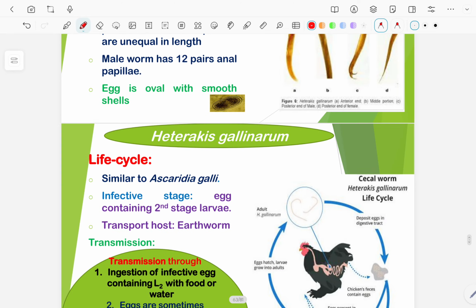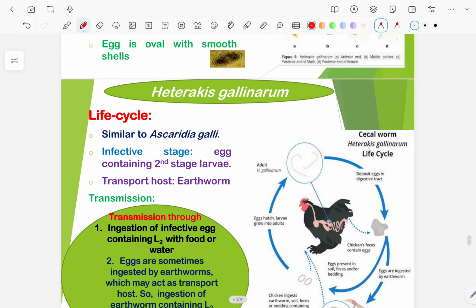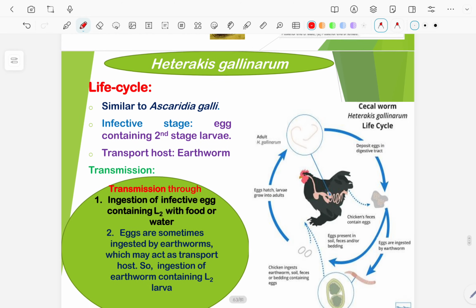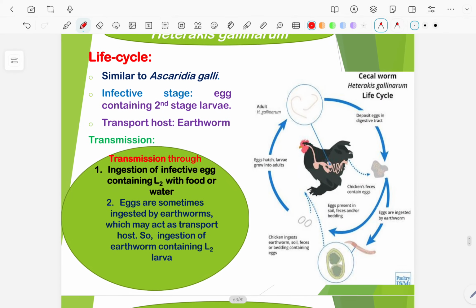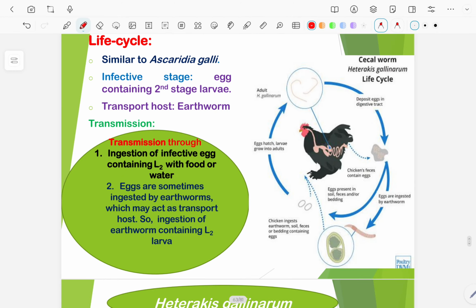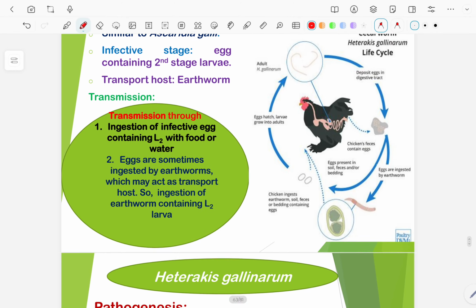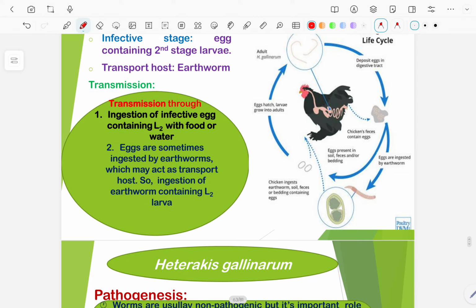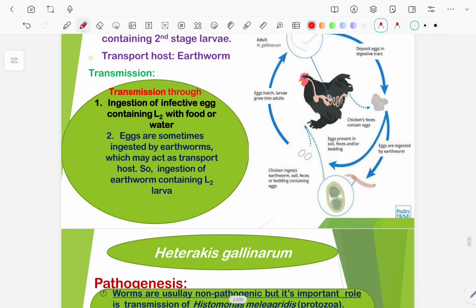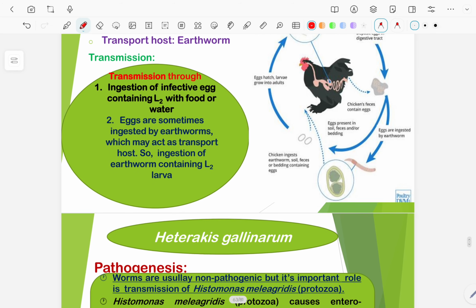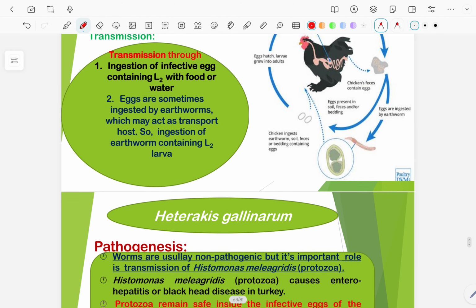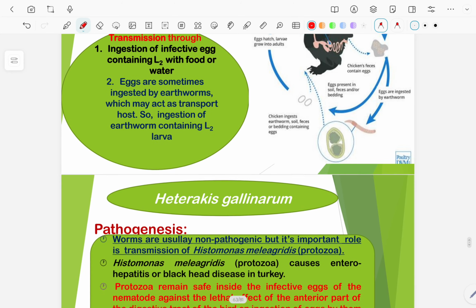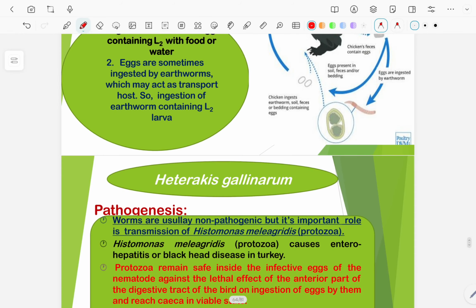Heterakis gallinarum life cycle. Similar to Ascaridia galli. The infective stage is the egg containing second stage larvae; the earthworm acts as a transport host. Transmission is through ingestion of the infective egg containing L2 with food or water. Eggs are also sometimes ingested by earthworms, which may act as transport hosts.